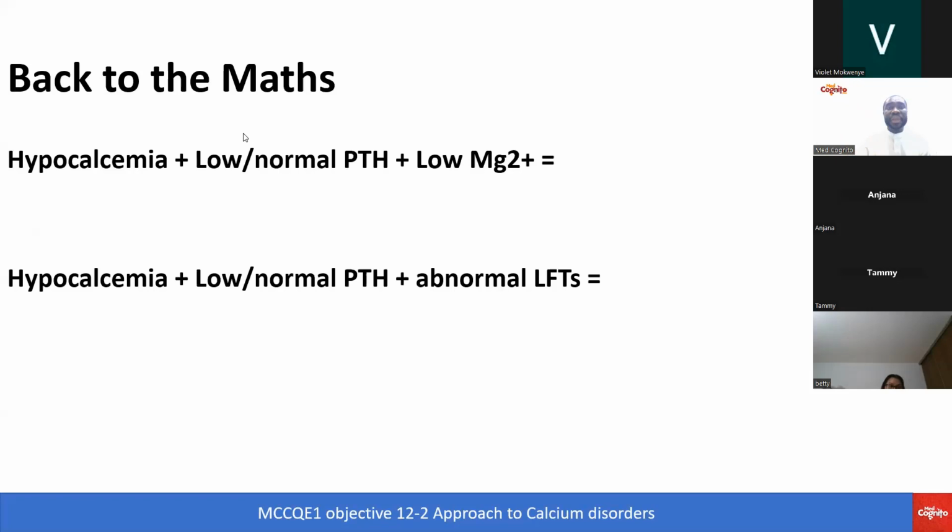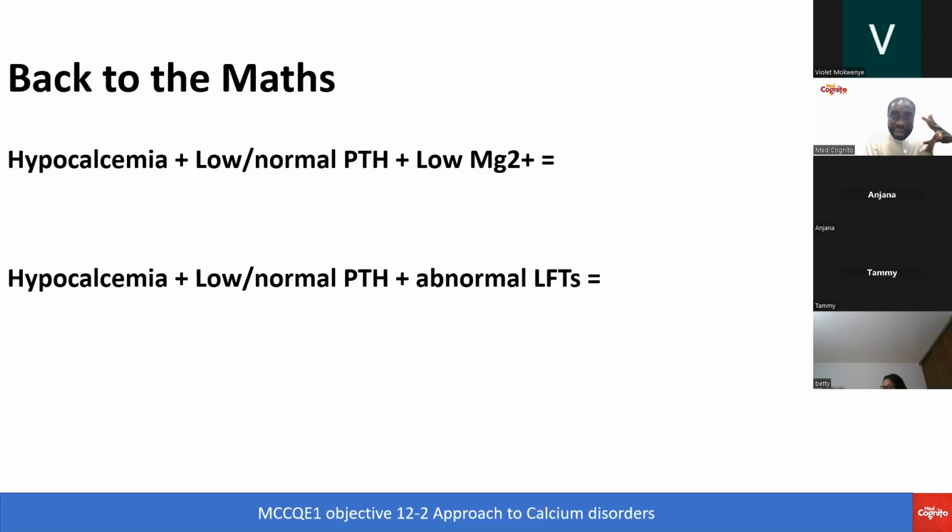magnesium levels. Okay. So now, if I have a patient with hypocalcemia, low or normal parathyroid hormone level, and low magnesium, what differential am I thinking about? And if I have a patient with hypocalcemia, low parathyroid hormone level, and abnormal liver function test, what differential am I thinking about? So I built it up from all those equations to this.